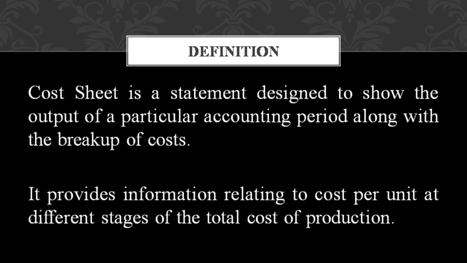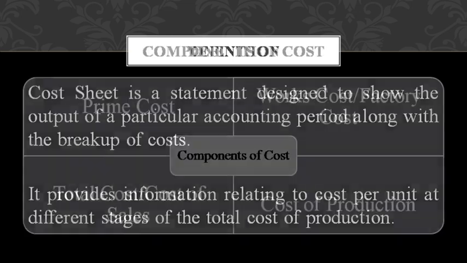Now the next point: it provides information relating to the cost per unit at the different stages of the total cost of production. That means, as I just told you, it gives us the breakup of the cost and we find out the cost for the output. When we divide that total cost by the output, we get the cost per unit.